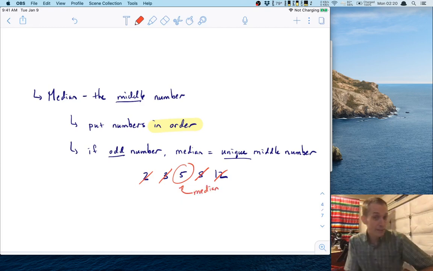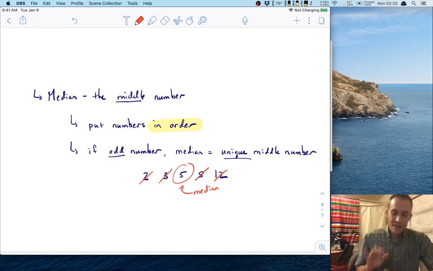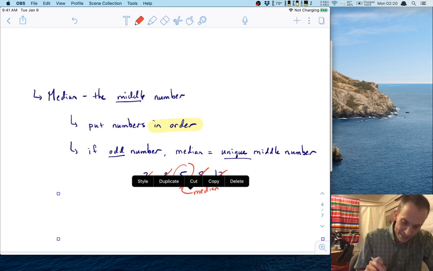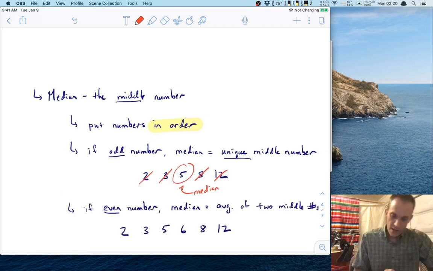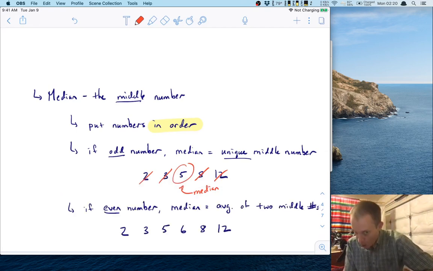And it's the unique middle number. That means it's the only one there. If I have an odd number of data points, that's guaranteed to happen. Oops, delete that. Now, what if I don't have an odd number of data points?